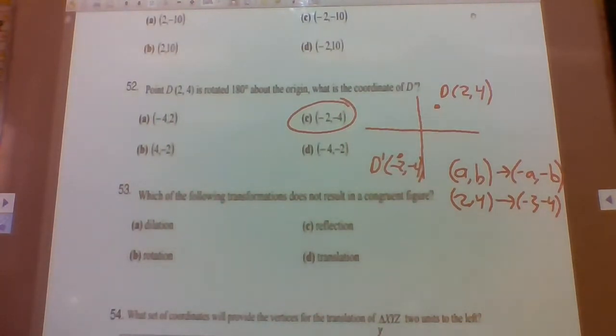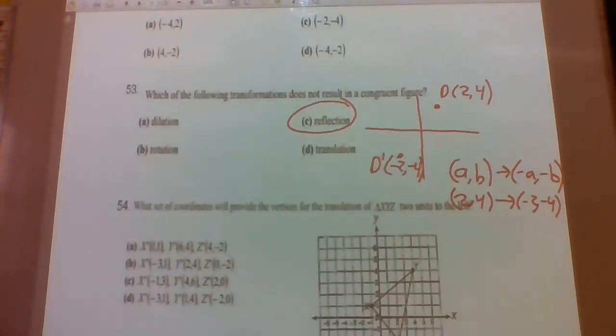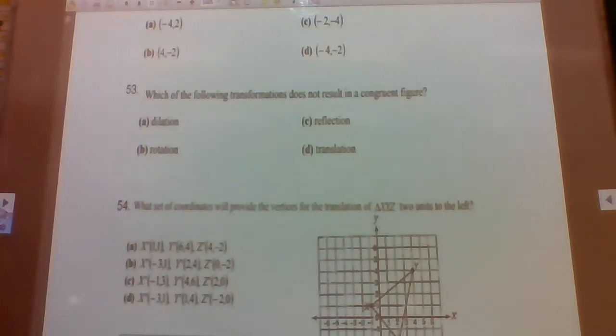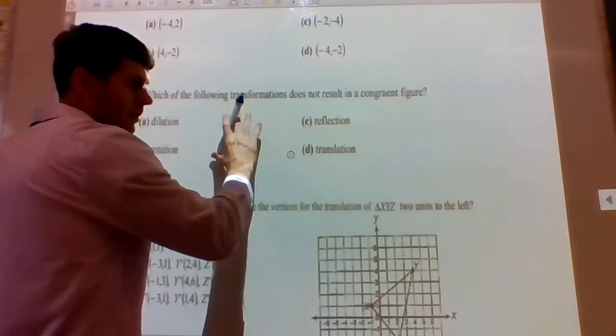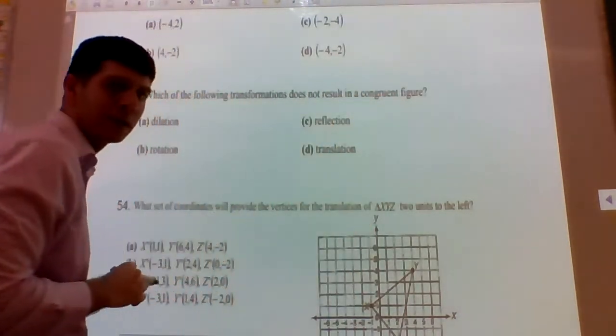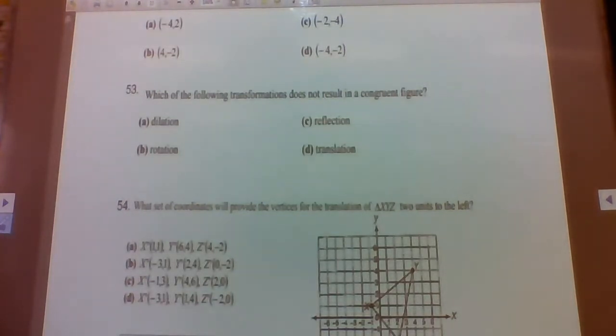53. Which of the following transformations does not result in a congruent figure? We talked specifically about isometries, and three of them were isometries, meaning they stayed the same size and shape. Congruent figures are the same size and shape. They might turn, they might reflect, they might be rotated, but they stay the same size and shape. When you reflect something, you're taking the shape and flipping it over some line, so it's not changing size or shape. It just might change orientation.